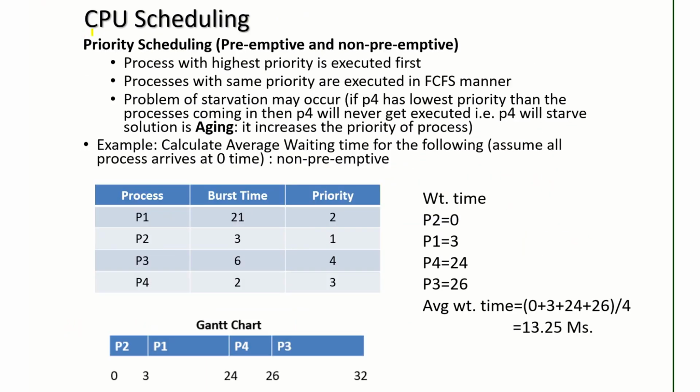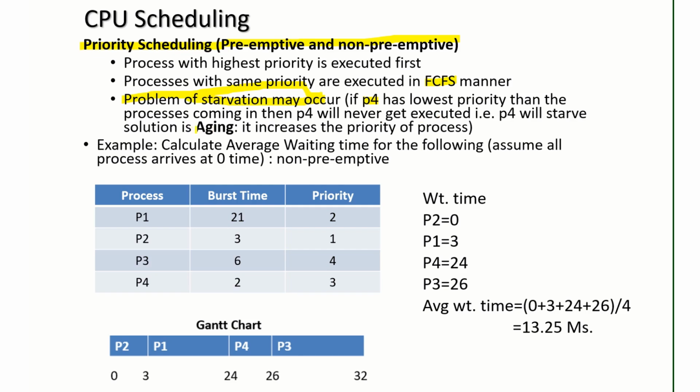Next we will see priority scheduling. In this we will see both preemptive and non-preemptive type. Here the process with highest priority is executed first, and if more than one process has the same priority, then we use the first come first serve algorithm. So what is the disadvantage here? The problem of starvation may occur. What is the problem of starvation? Suppose for example P4 has the lowest priority, and higher priority processes keep coming in, then P4 will never get executed. So P4 will starve.